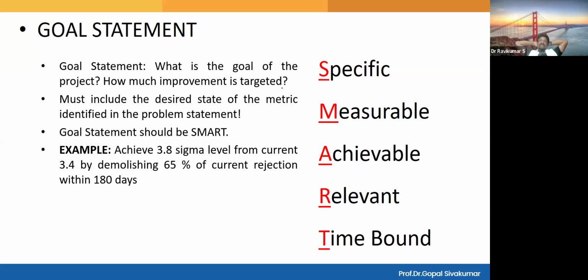And apart from that, is it achievable? Obviously it is clearly achievable. Going from 3.4 to 3.8 is well within the target. It is not 3.4 to 6. If you say we will achieve 6 from 3.4, that is not achievable. So this is well within reach. Relevant: is this target relevant to our organization? Yes, because the DPMO comes down when you improve the sigma level from 3.4 to 3.8. So 65% of the current rejections will come down.